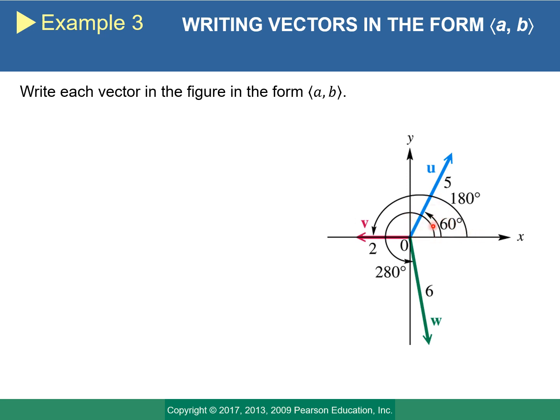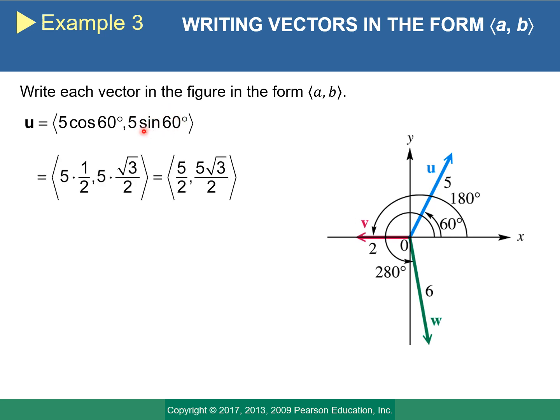So we know the angle that it forms with the positive x-axis, and we know its length, and that's enough to figure out how to write the vector. Okay, so magnitude times cosine of my angle is going to be the x or horizontal component. Magnitude times sine of my angle is the vertical component. And then we know these values.